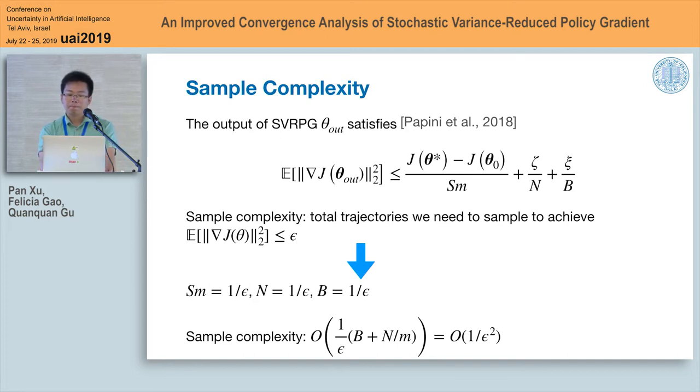So this is kind of surprising, because we have a control variate, but this still has the same sample complexity as the REINFORCE algorithm. Actually, this comes from the additional term, which is due to the importance weight, and the additional term is the variance from the approximation in the inner loop.